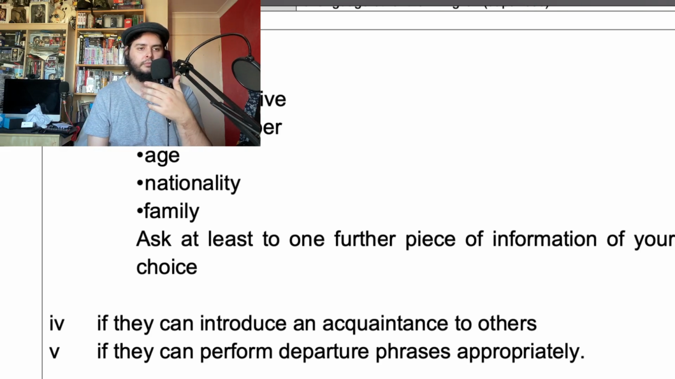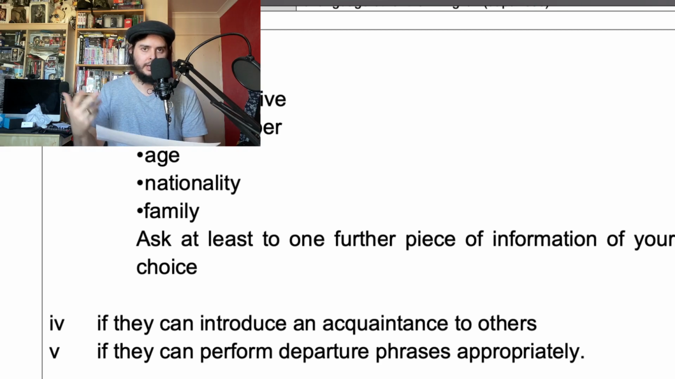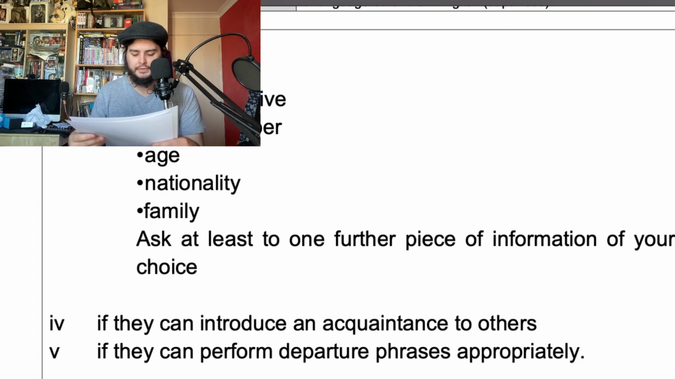And then, for the last one, if they can perform departure phrases correctly and appropriately, I had sent this through to my sensei in the email, because there is a lot of ways of saying goodbye, and it all depends on who the person is, where you're at, like everything changes. There's multiple ways, you know.